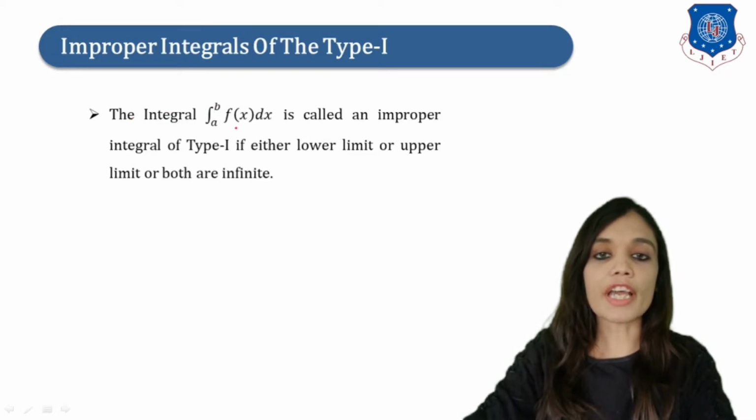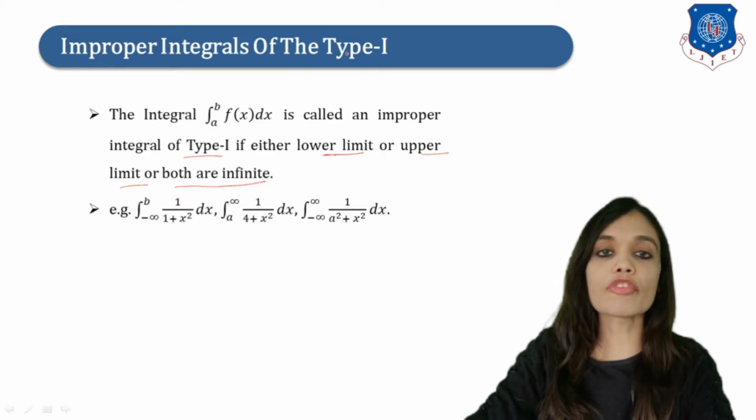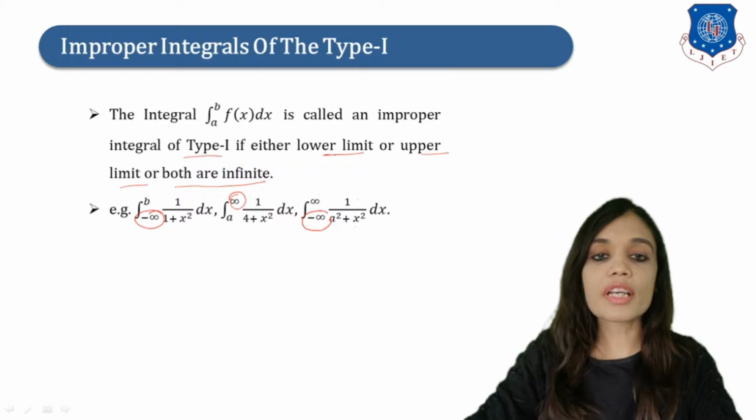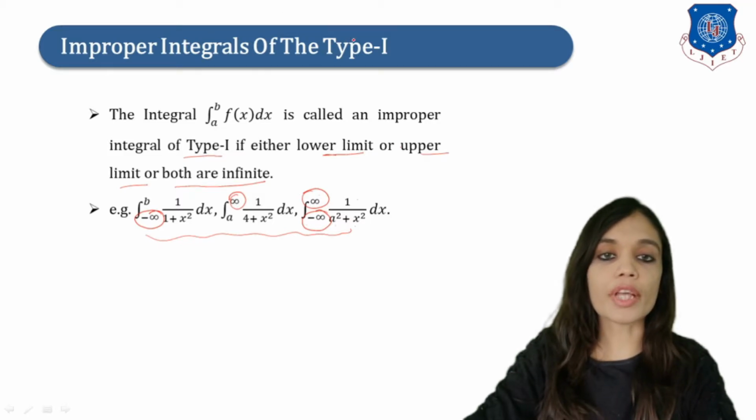The integral a to b f of x dx is called an improper integral of type 1 if either the lower limit or upper limit or both are infinite. So let us see the examples of improper integrals of type 1. Here you can see integration minus infinity to b 1 upon 1 plus x square dx. So our lower limit is infinite. Next, integration a to infinity 1 upon 4 plus x square dx. Here the upper limit is infinite. And the last example is integration minus infinity to plus infinity 1 upon a square plus x square dx. Here both the limits are infinite. So whenever you see infinity in the upper limit or lower limit or at both the places, then such types of integrals are known as improper integrals of type 1.